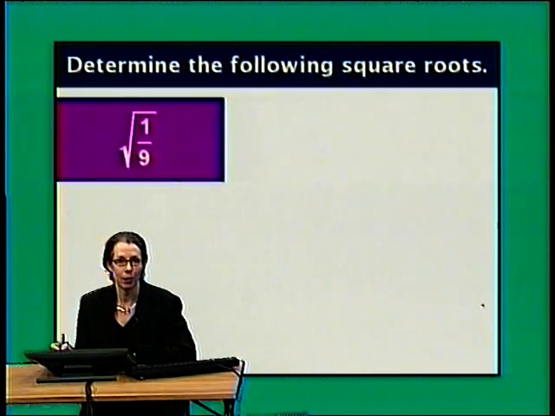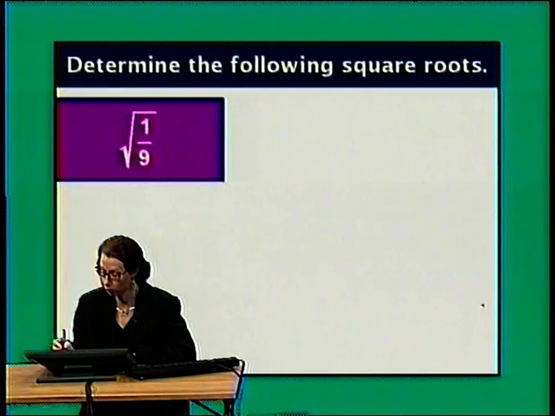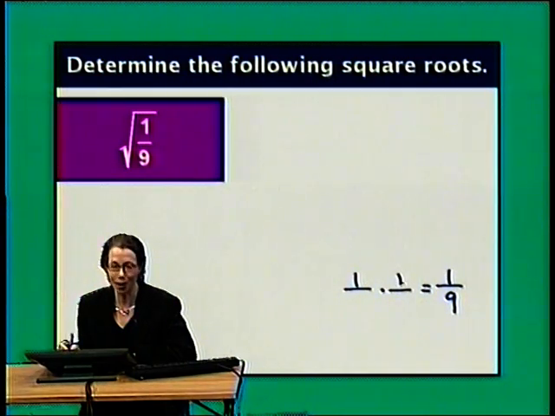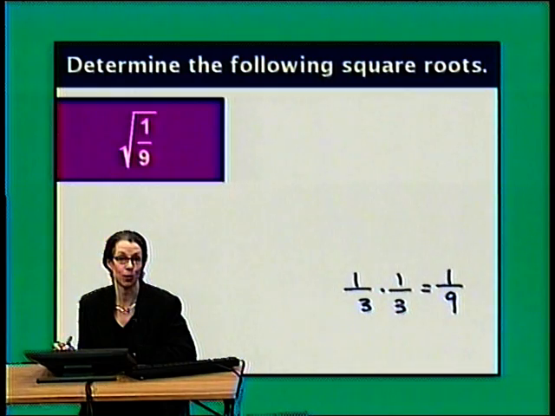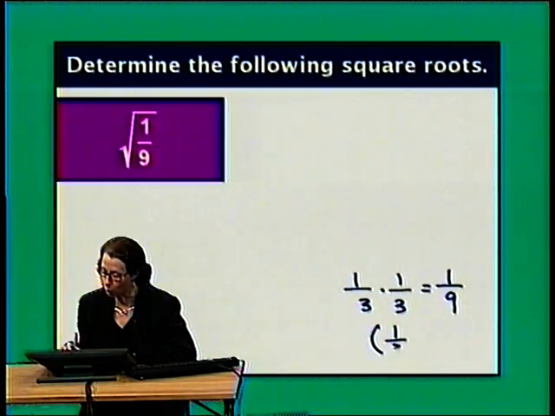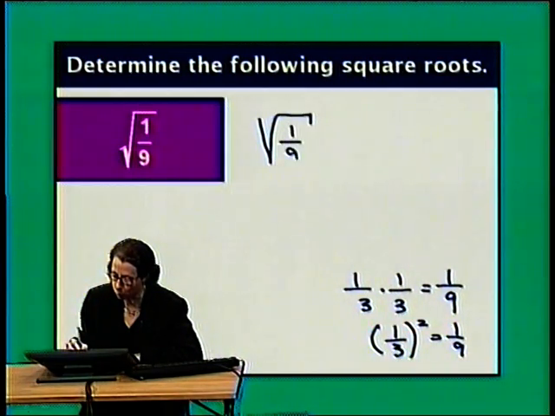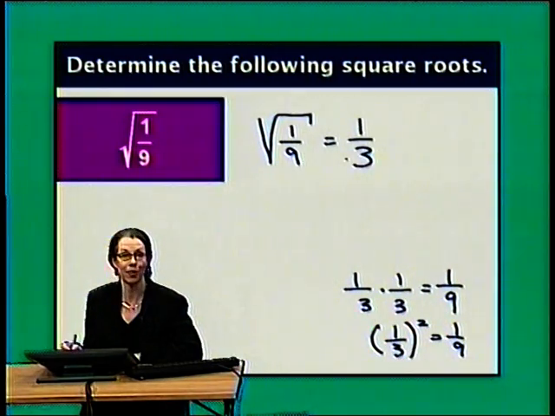The square root of 1/9. Now this is a little bit trickier because I'm thinking about fraction arithmetic. What number can I square to get 1/9? Well, remember when we multiply fractions, we multiply the numerators and we multiply the denominators. So I'm thinking my numerators both have to be 1, and 3 times 3 is 9. So 1/3 squared is 1/9. Going backwards, the square root of 1/9 is 1/3.